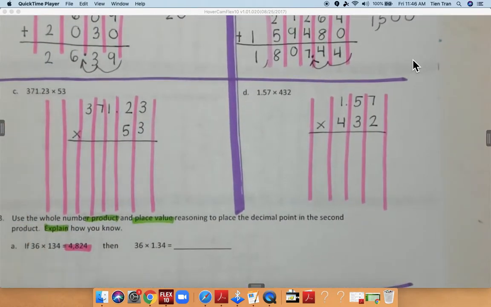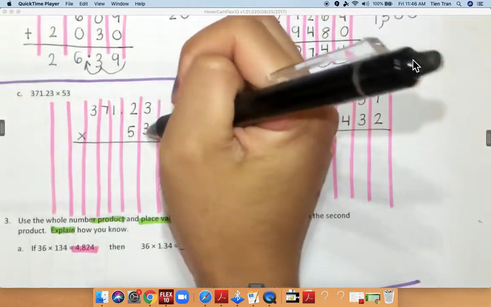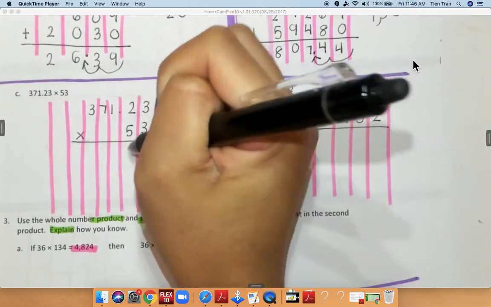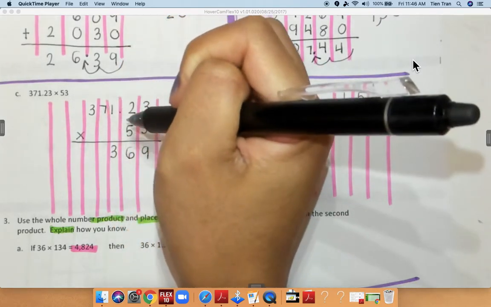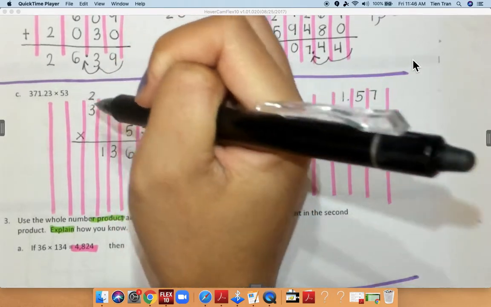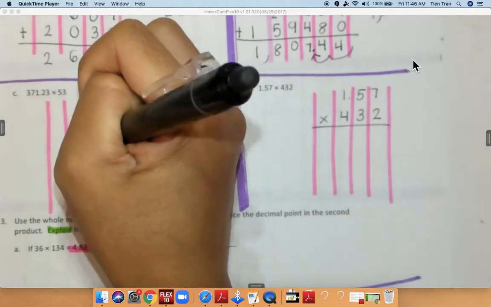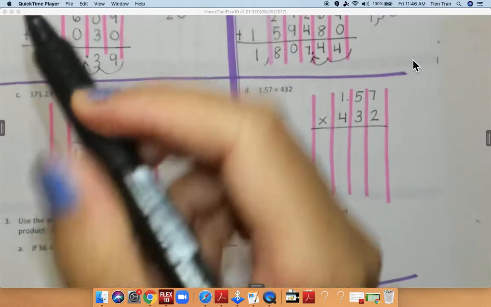Now I'm going to move on to problem number C. Problem number C, same thing, I'm multiplying. 3 times 3 is 9. 3 times 2 is 6. 3 times 1 is 3. 3 times 7 is equal to 21. 3 times 3 is 9, plus 2 is equal to 11. Bring down my 0, cross off my 2 so I don't get confused.